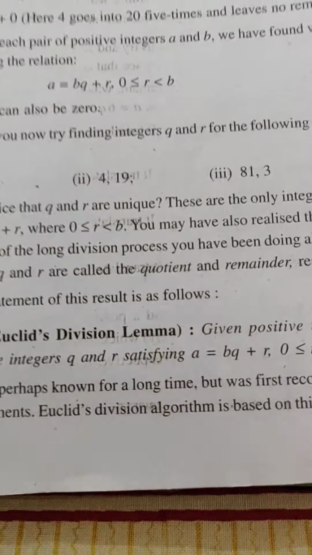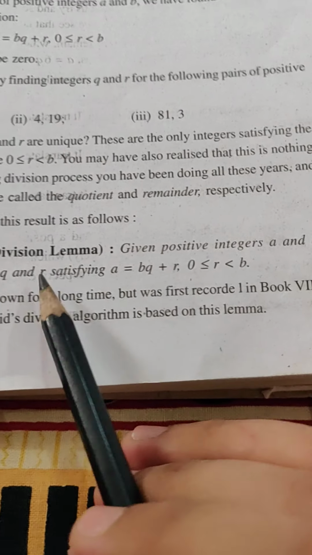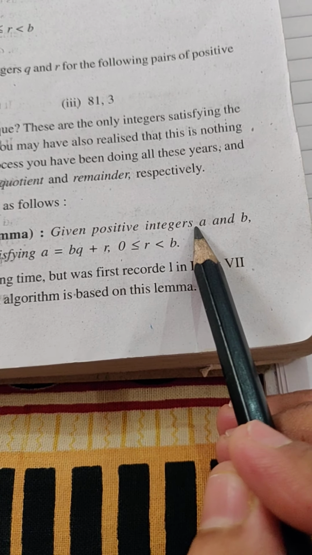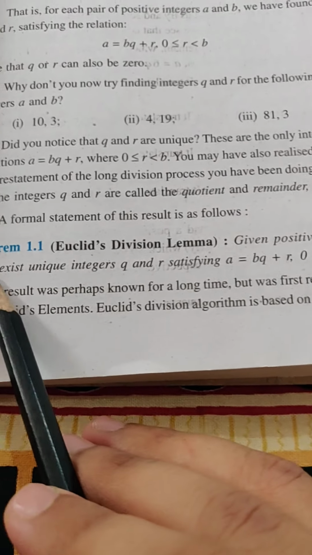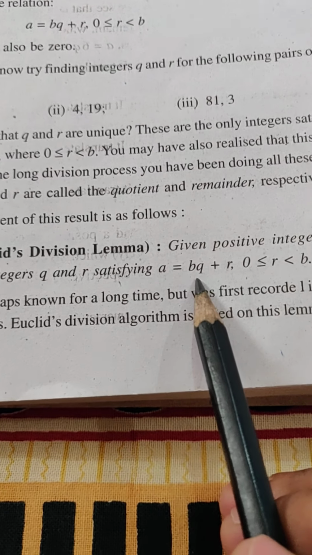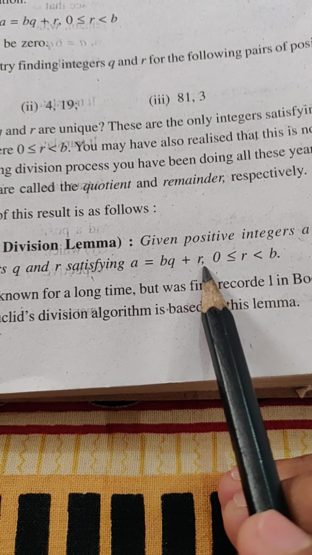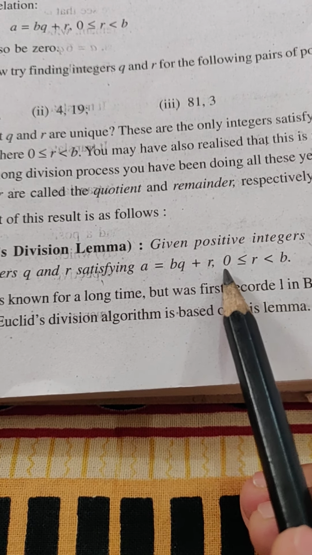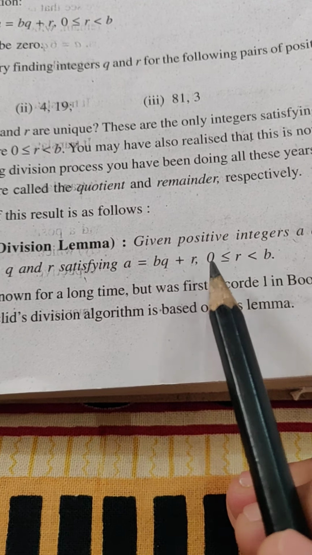Here it is. So it says, given positive integers a and b, let's say there are two positive integers a and b, there exist unique integers q and r satisfying the condition a is equal to bq plus r, where this r is greater than or could be equal to 0 and will always be less than b. Let us have some examples for this.